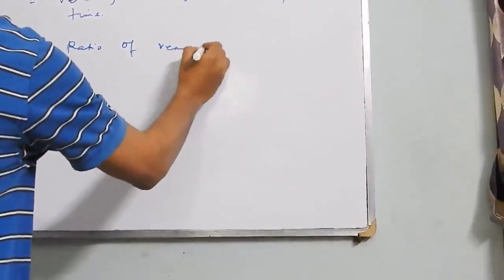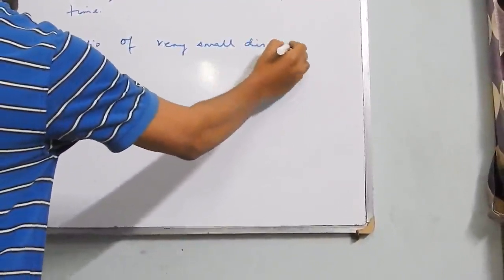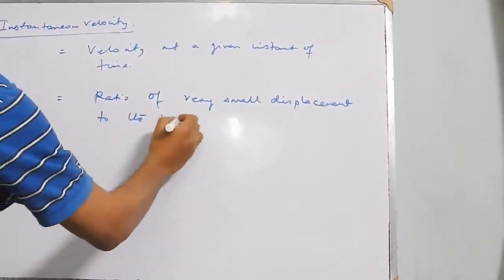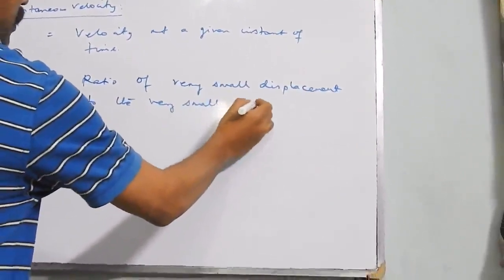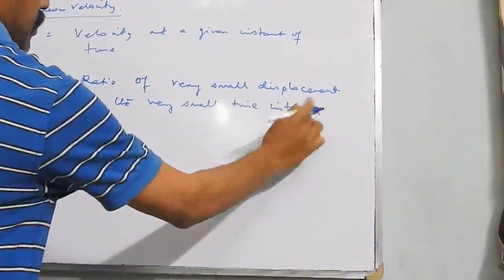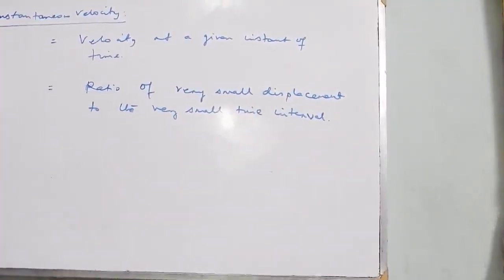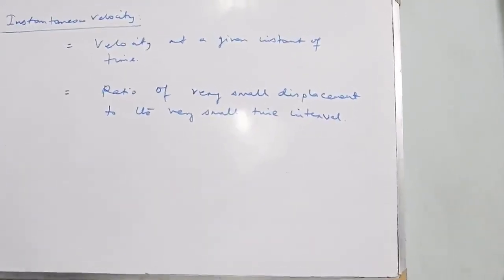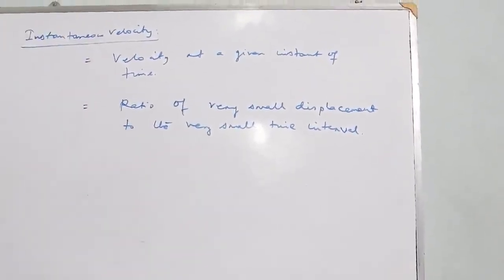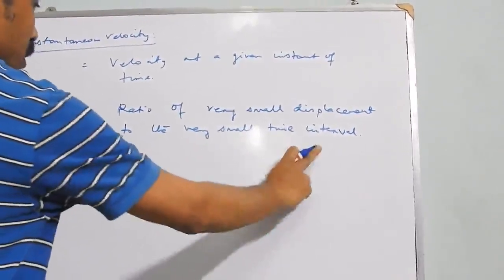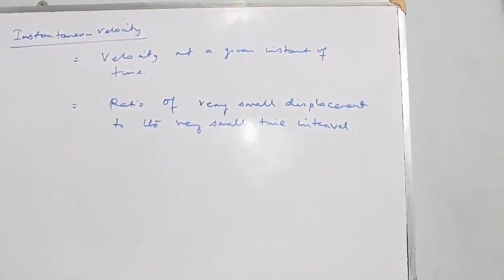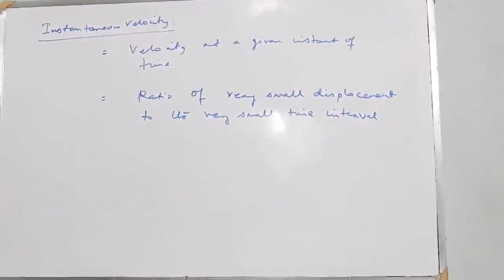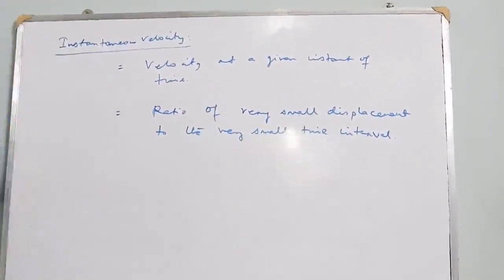So you can say that instantaneous velocity is the ratio of a very small displacement or very small distance covered in a specific direction to the very small time interval that we have taken. The time interval is so small that the direction of motion has not changed in that time interval, and on that basis we define what is called instantaneous velocity. Just remember that during that time interval the direction of motion has not changed at all.